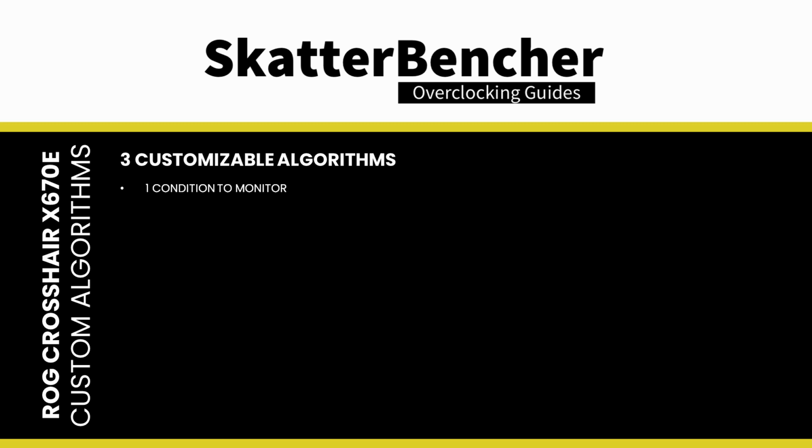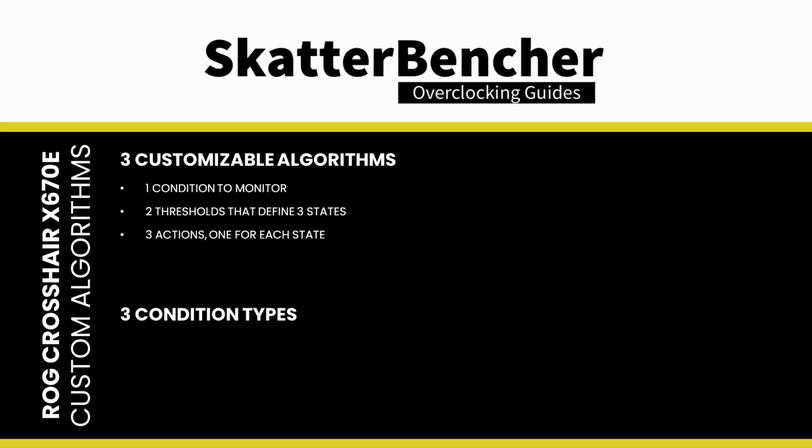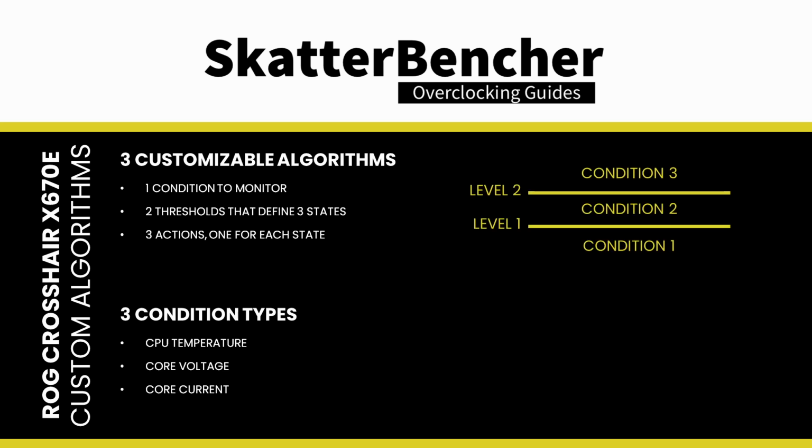For each algorithm, you can specify a condition to monitor, 2 thresholds defining condition states, and 3 actions for each condition state. There are 3 available conditions: CPU temperature, core voltage, and core current. For each condition, you have 3 states: below level 1, between level 1 and 2, and above level 2. The condition measurement units are degrees Celsius for the CPU temperature, millivolts for CPU core voltage, and amps for the core current. The system will take action based on the current state of the monitored condition.